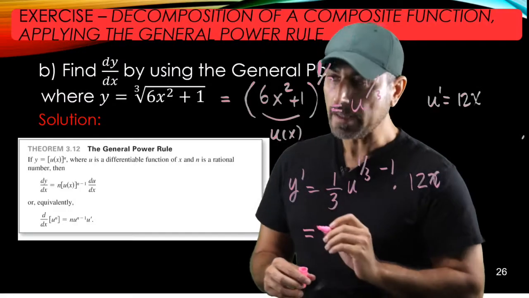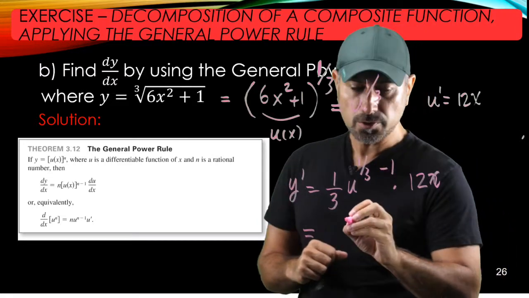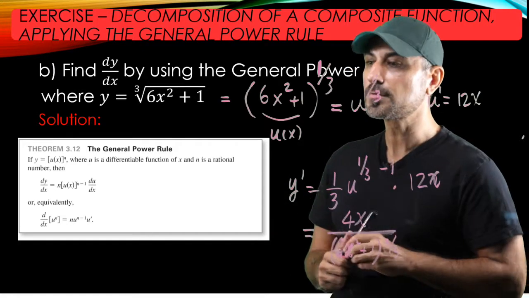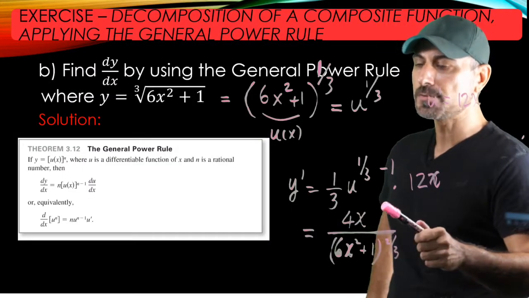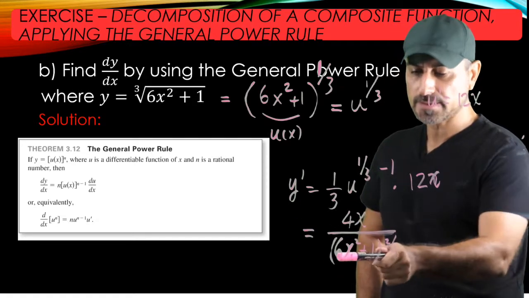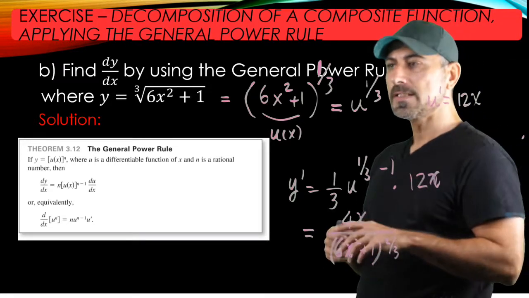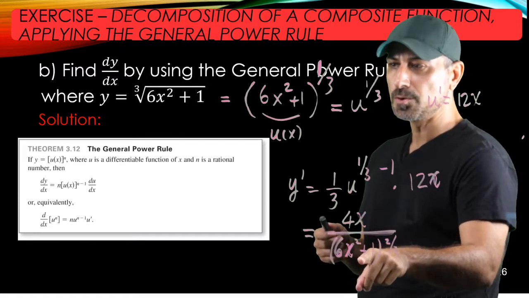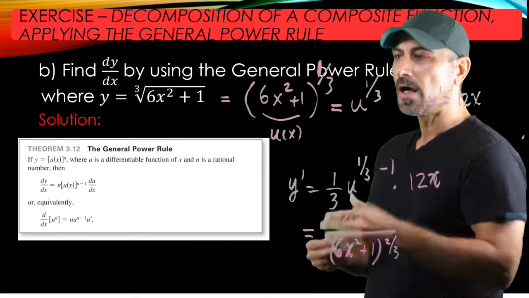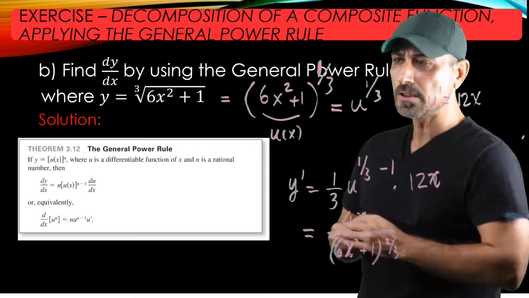Okay. And simplifying this quantity and replacing u with 6x squared plus 1 turns out to be to the power of 2/3. All right, so y prime turns out to be exactly the same that we found in part A, which is 4x divided by 6x squared plus 1 to the power of 2/3. Just one quick recommendation, just don't forget to replace u by the original form. So u is sort of like an auxiliary variable here, and at the end, we should probably replace that with the original x version of that.